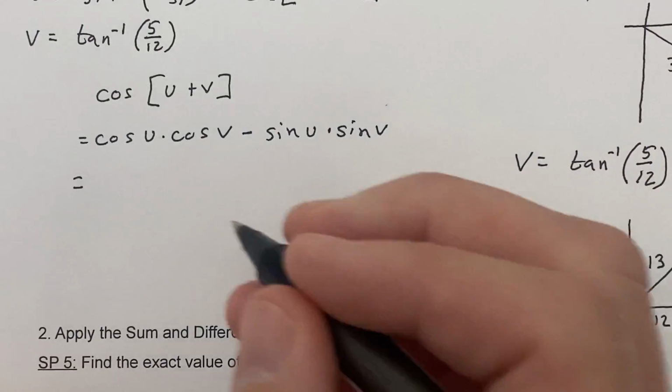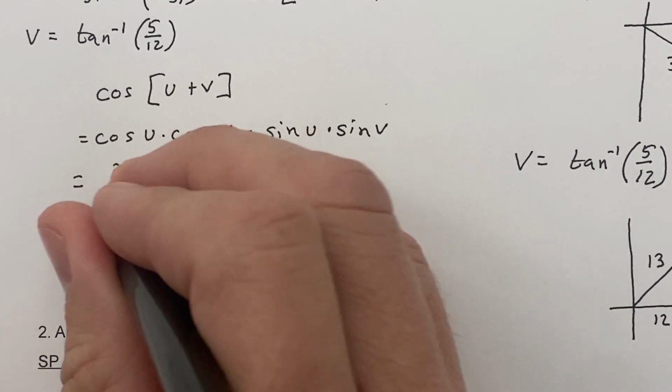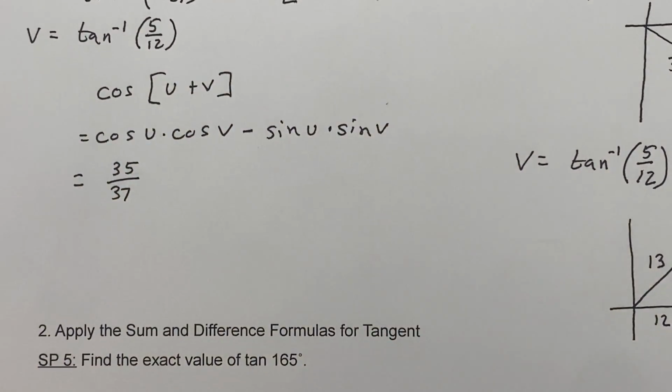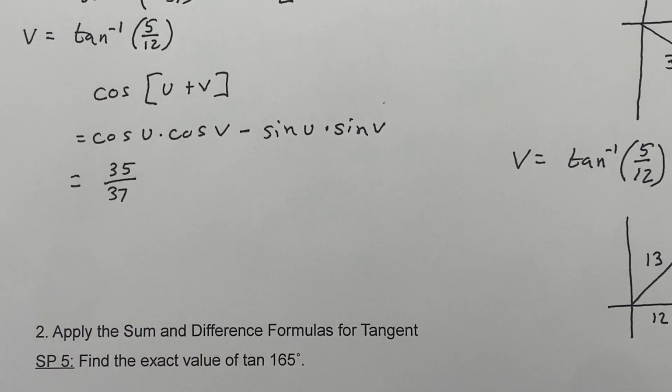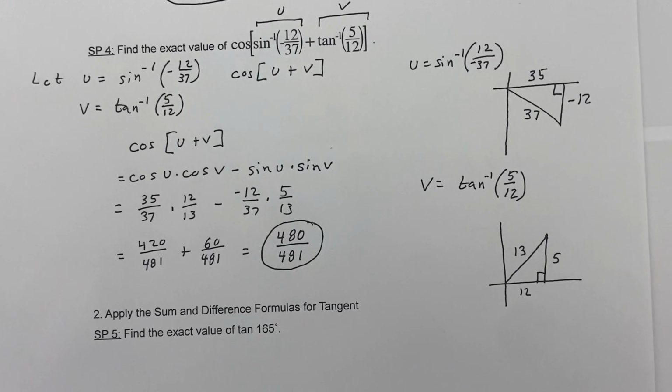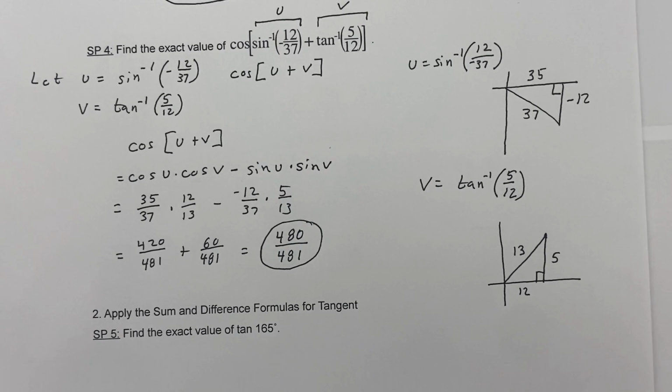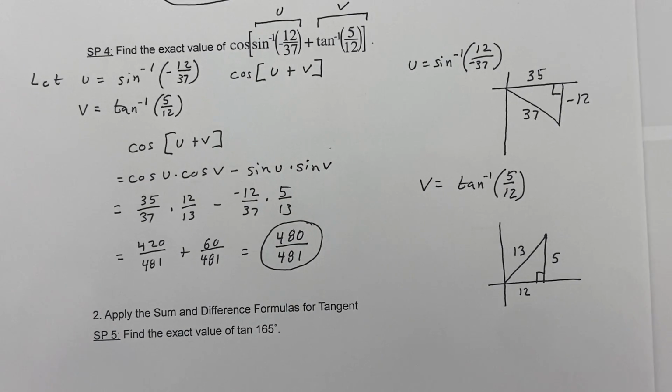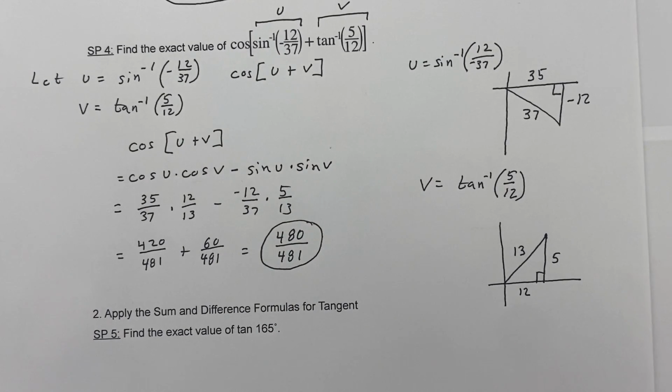Cosine is x over r. I'm actually going to see if you can finish it. Plugging in our values x, y, and r, 420 and 60, we get 480 over 481.